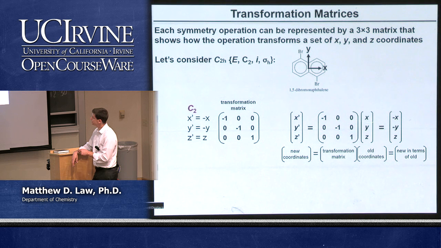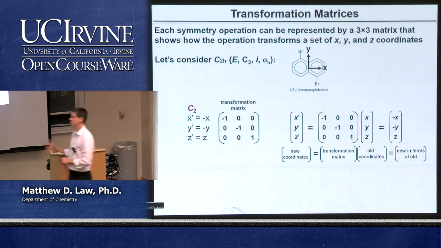And so what do we do for x here, for the first element in that column matrix? Negative 1 times x plus 0 times y plus 0 times z gives us negative x. For the second, 0 times x plus negative 1 times y plus 0 times z gives us negative y. And z is unchanged. 0 times x plus 0 times y plus 1 times z gives us z.